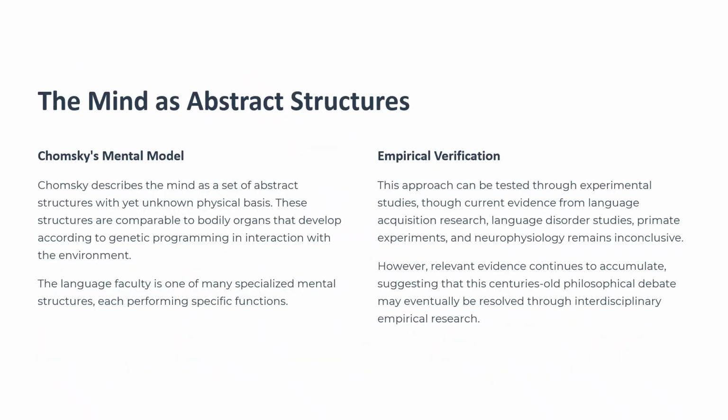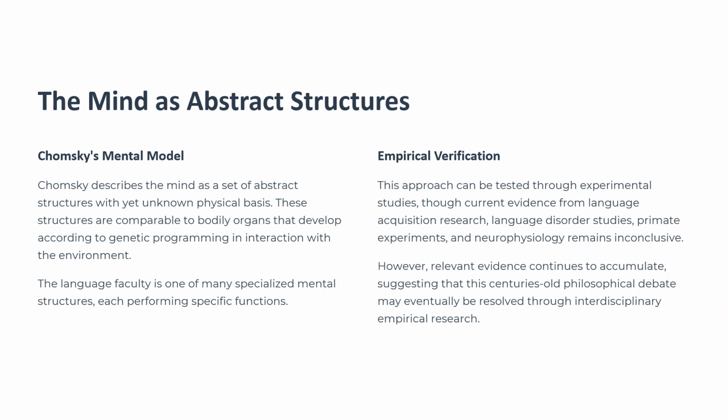The mind as abstract structures. Chomsky's mental model: Chomsky describes the mind as a set of abstract structures with yet unknown physical basis. These structures are comparable to body organs that develop according to genetic programming in interaction with the environment. The language faculty is one of many specialized mental structures, each performing specific functions.